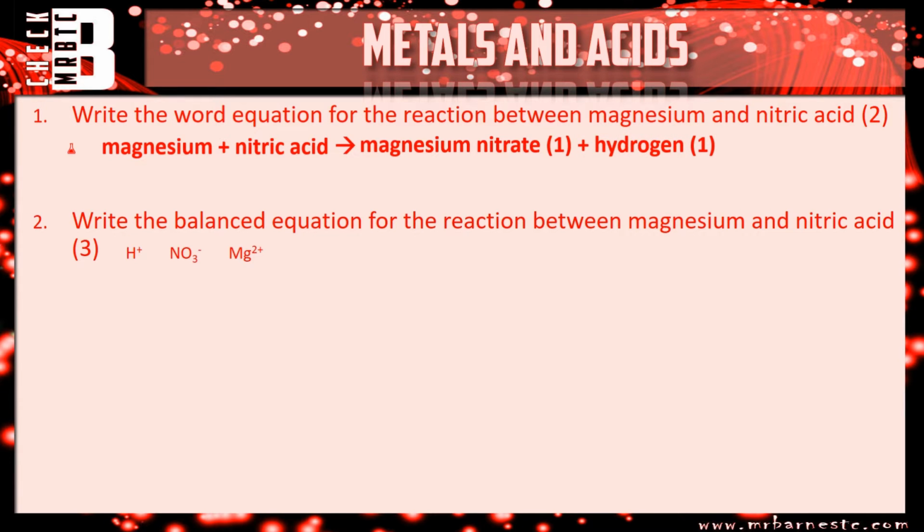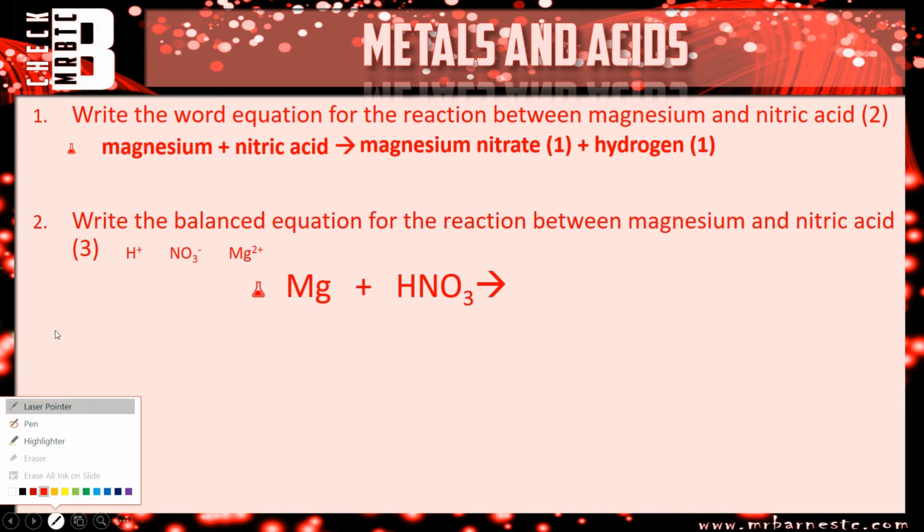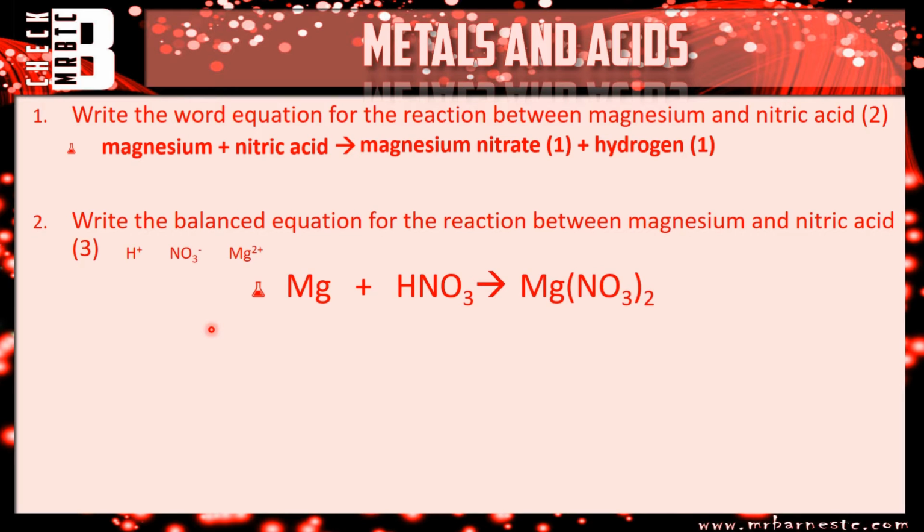Question 2 says, write the balanced equation for the reaction between magnesium and nitric acid. So you should know that magnesium is Mg, and you should know that nitric acid is HNO3. So putting those in gets you 1 mark. The next thing is to look at the actual formula and the charge. So you should know magnesium is in group 2, so forms Mg2+, and your nitrate is an NO3 minus ion. Therefore, because that's 2+ and that's 1 minus, you need 2 lots of this molecule. So your formula will be Mg(NO3)2.